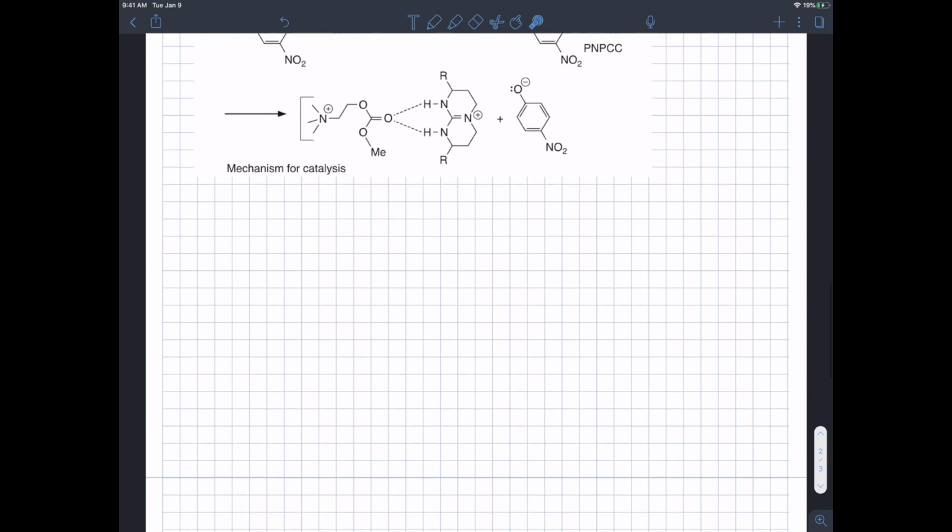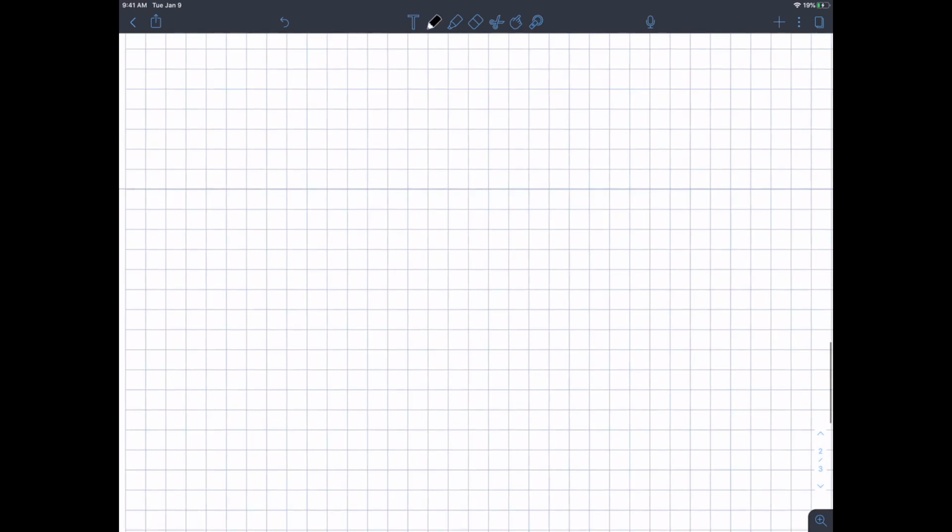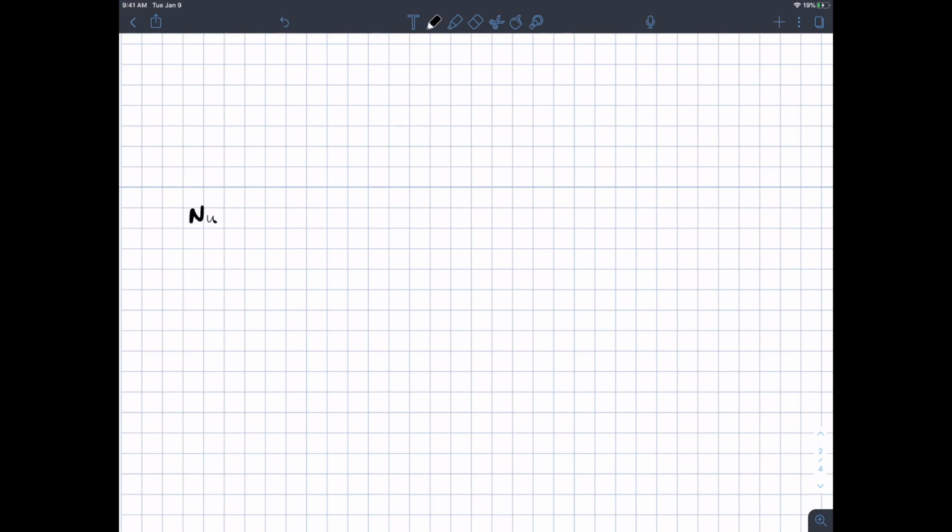Okay, so we've done Lewis acid catalysis. Now we're going to do Lewis base or nucleophilic catalysis. The classic example of this is in activation of acid chlorides and other carboxylic acid derivatives for nucleophilic substitution.